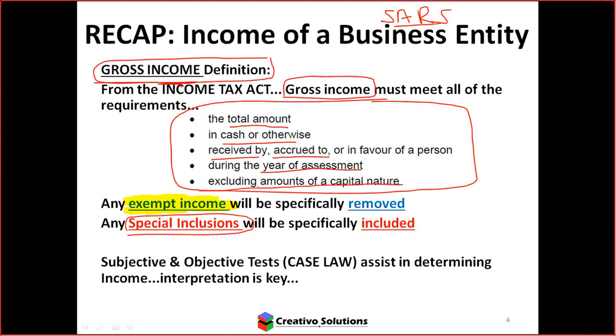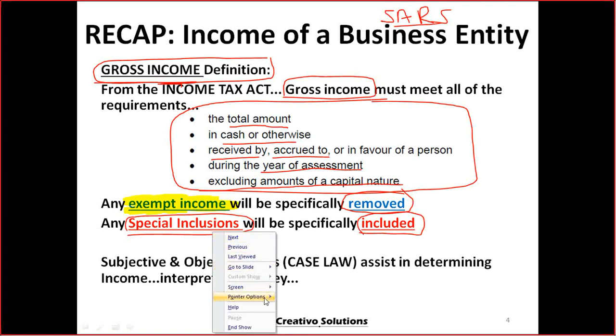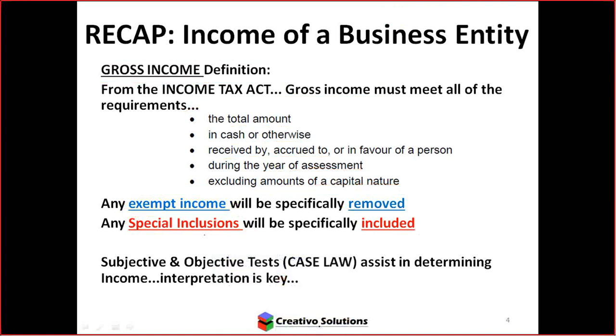But some income that you do include will be exempt, and then you specifically remove it. Some income that's not part of the definition must be specifically included. That's why you get these two things, exempt income and special inclusions. The one you put in, if you're including it in your taxable income calculation, is going to increase the tax that you're going to have to pay. If it's exempt, or if you're going to remove it, it's going to reduce the tax that you pay.